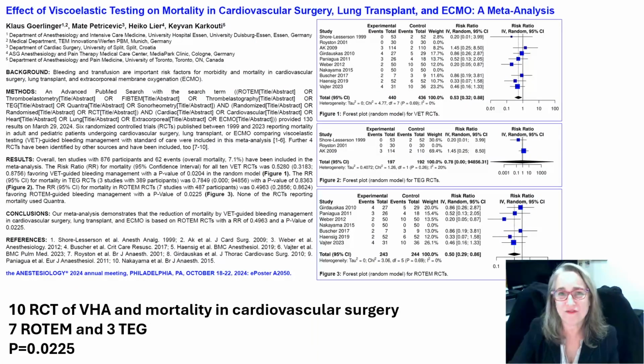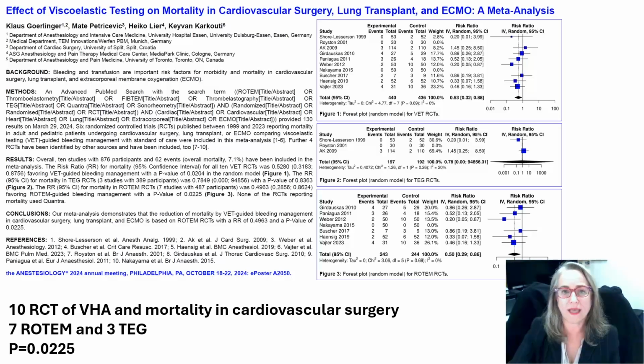This is a slide. I have permission to present this from their lead author, and it's going to be presented at a meeting as a poster shortly. They've done a meta-analysis of 10 different RCTs looking at viscoelastic hemostatic assays. These are all in cardiac and vascular surgery. And 7 of these are Rotem at the bottom right, 3 of them are TEG at the right middle, and the top section shows all the forest plots comparing the two. The forest plots of VET RCTs, VET viscoelastic testing.